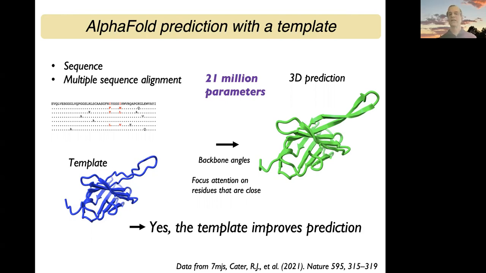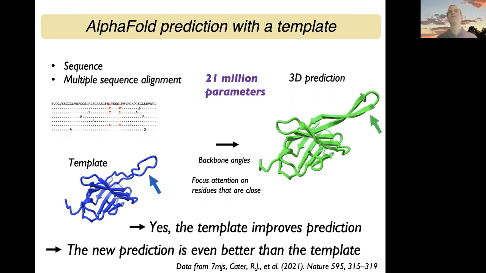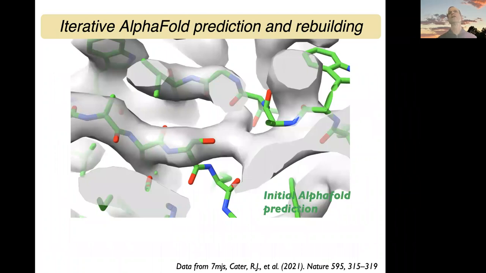The template definitely improves the prediction, but more than that, the new prediction is better than the template. You can just see it there. The beta strands make a nice little two-stranded loop, and it's beautiful, whereas the template wasn't all that good. So we improved the prediction, and the prediction is better than our template. That means we can iterate this. Let's look at this now in just a little bit more detail. So here's the same structure, the same map in a little bit of detail.